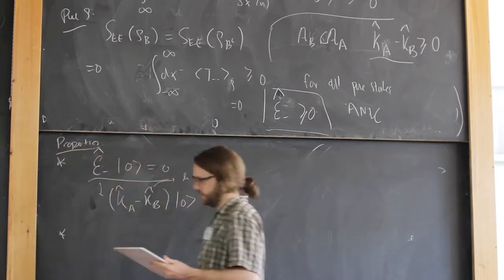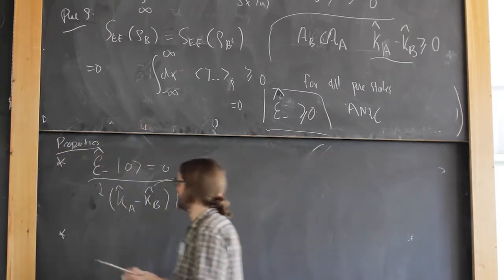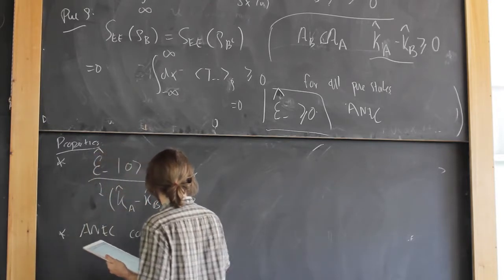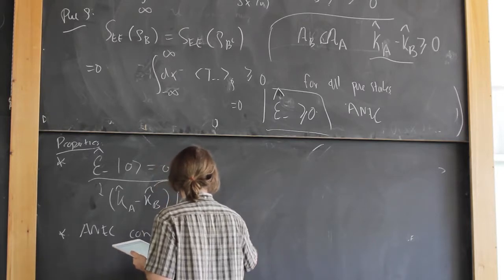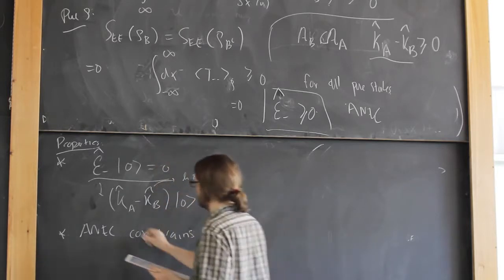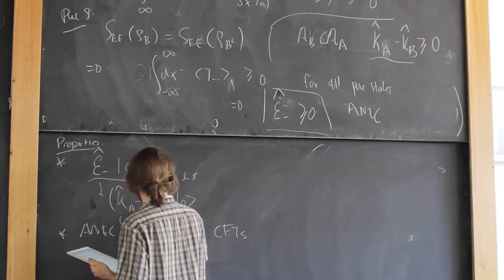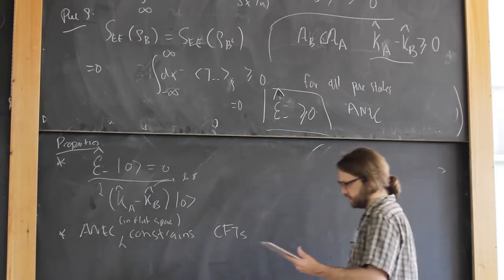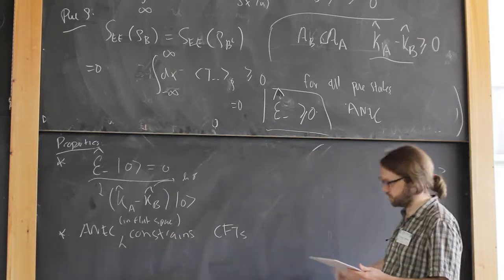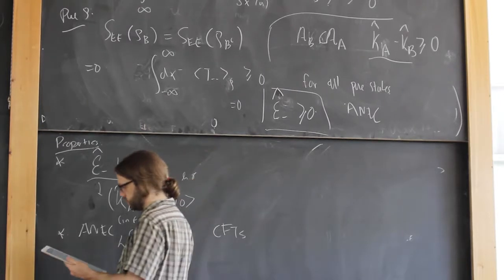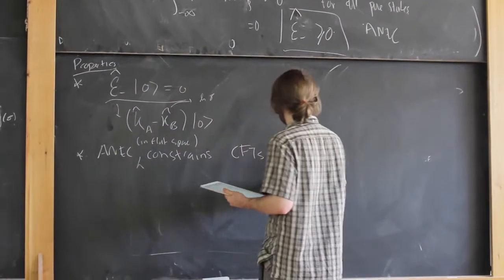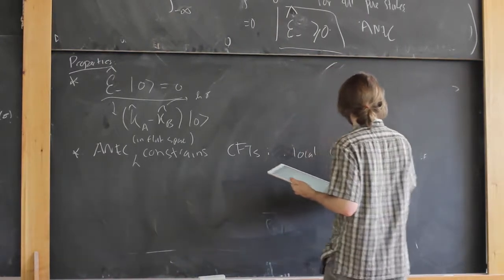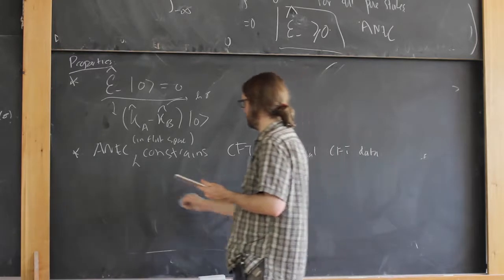The content of the ANEC is non-trivial. It constrains CFTs, for example, in Minkowski, in flat space. You might have thought in flat space it was trivial for some reason, and maybe it's better in curved space, but actually it's non-trivial. So it leads to non-trivial constraints on CFTs, in particular local CFT data, which is the usual stuff.